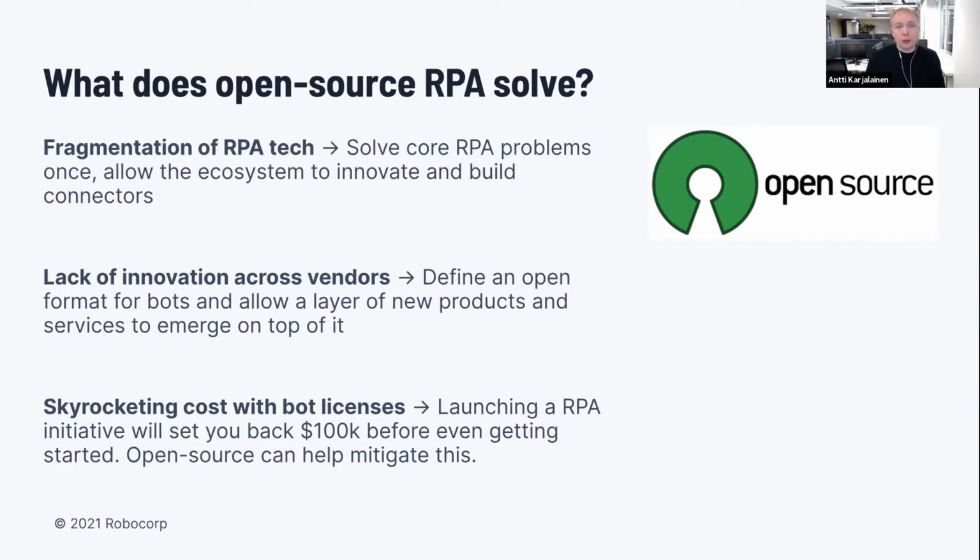So open source can address the fragmentation issue, the lack of innovation, and one other theme, which is skyrocketing license cost with RPA. Just getting an RPA program off the ground will typically set you back 100,000 annually in licensing before you actually get to do anything. And then you have the limited pool of people who actually know how to work with these proprietary technologies. So open source can really solve a lot of these issues in this fast growing space.